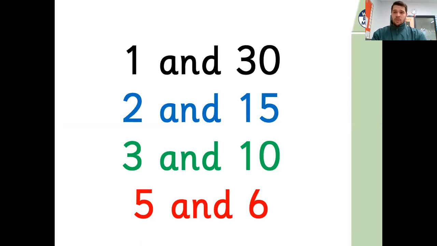Okay. The factors are 1, 2, 3, 5, 6, 10, 15, and 30. The factor pairs are 1 times 30 is 30, factor pair. 2 times 15 is 30, factor pair. 3 times 10 equals 30, factor pair. And 5 multiplied by 6, 30, factor pair.